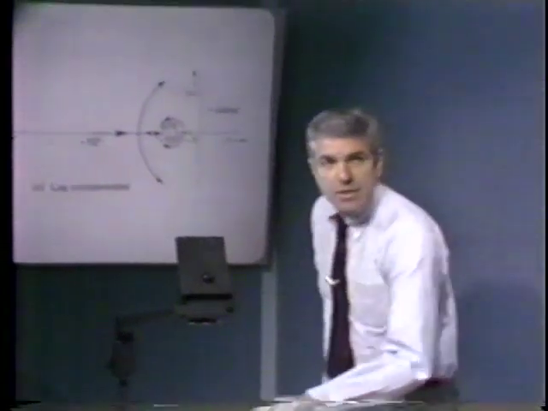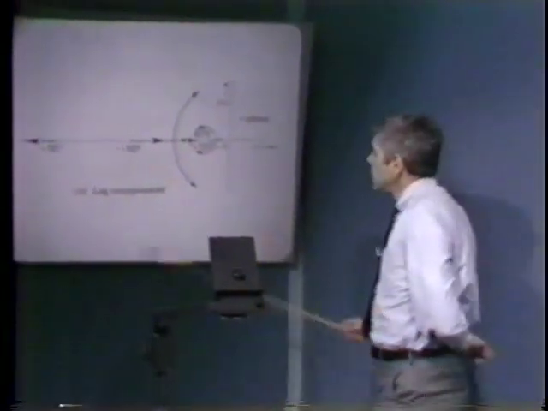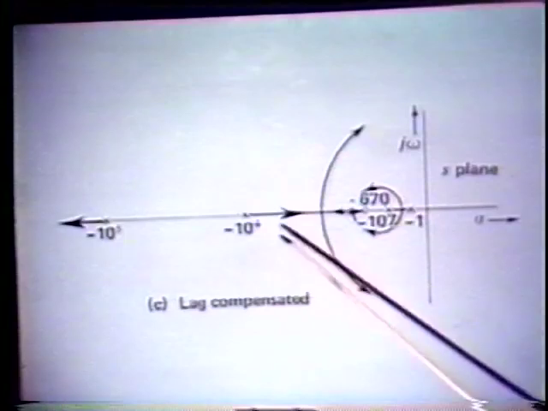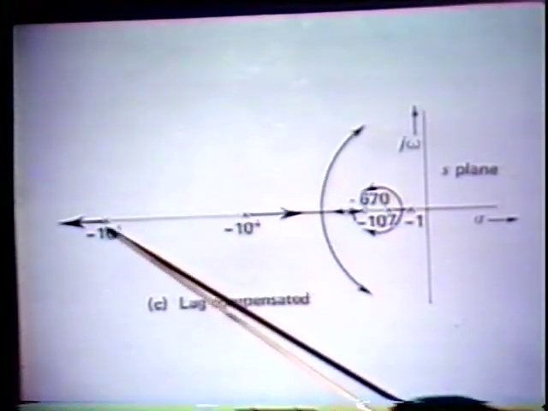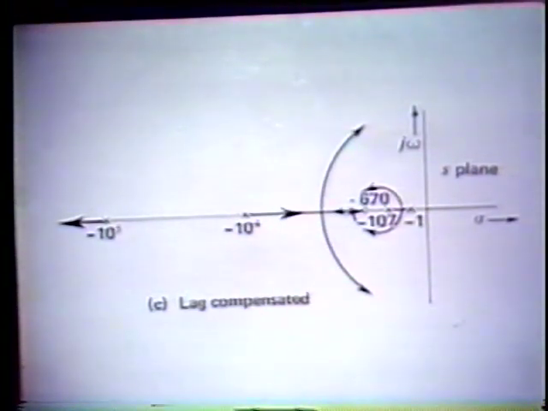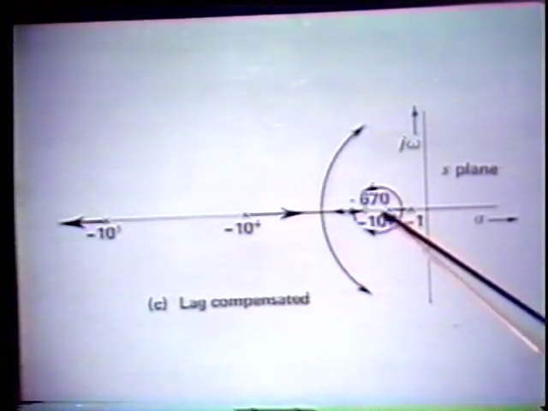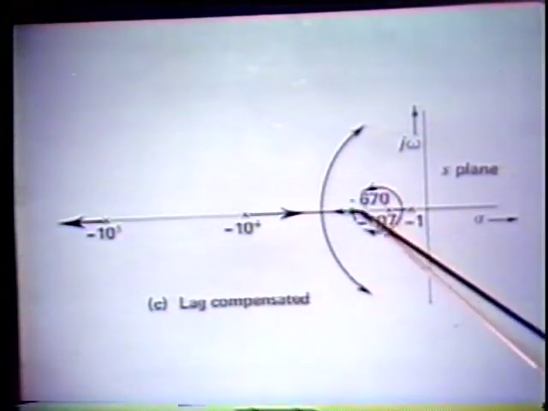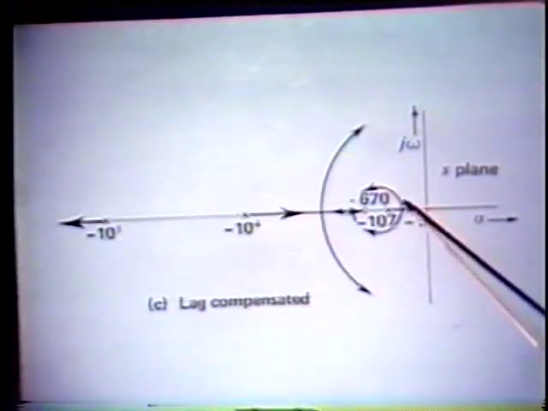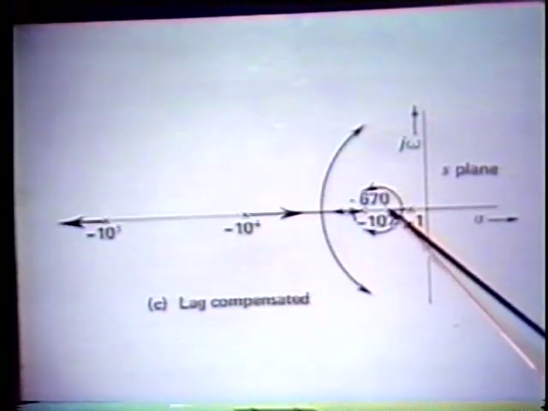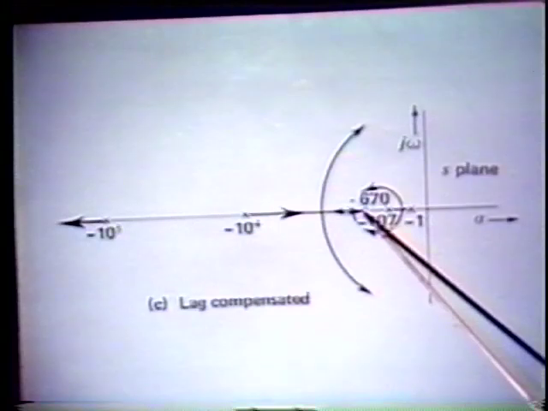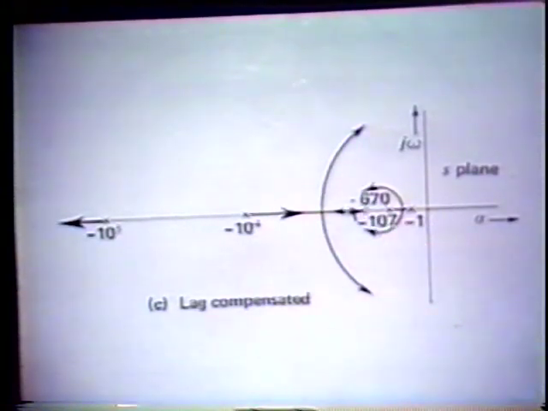The lag compensated system looks like this. We have the pole at 1 radian per second, the poles at 10 to the 4th and 10 to the 5th. Those are the ones associated with A of S. And we have the pole-zero doublet associated with the lag. Here's the pole of the lag transfer function. Here's the zero at 670 radians per second.